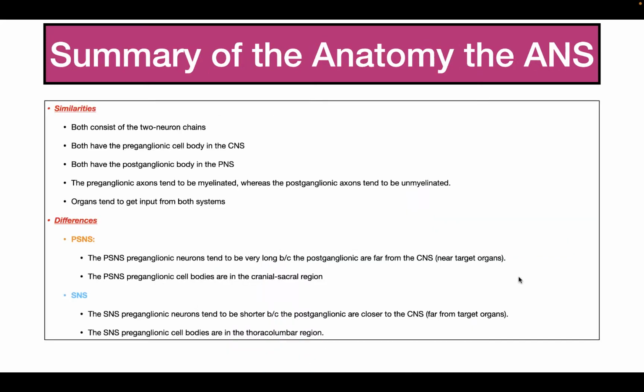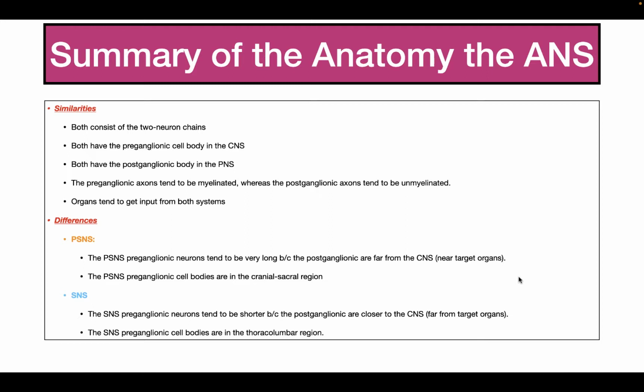Now I'm going to give you a summary of the anatomy of the autonomic nervous system. The similarities between both the PSNS and the SNS are the following. First of all, both consist of the two neuron chain, and both have a preganglionic cell body in the CNS and a postganglionic body in the peripheral nervous system. The preganglionic axons tend to be myelinated in both the parasympathetic and sympathetic nervous system, and the postganglionic axons tend to be unmyelinated. And organs will tend to get input from both the parasympathetic nervous system and the sympathetic nervous system.